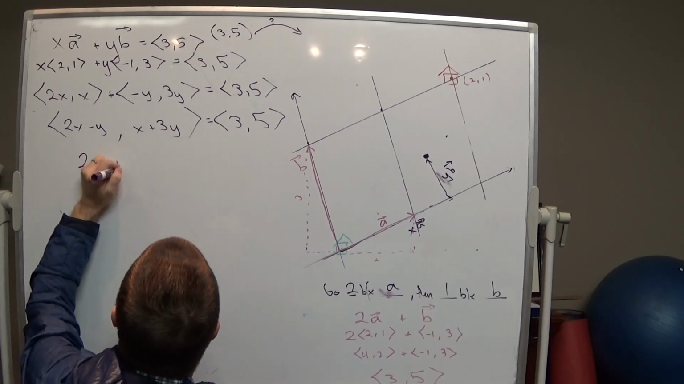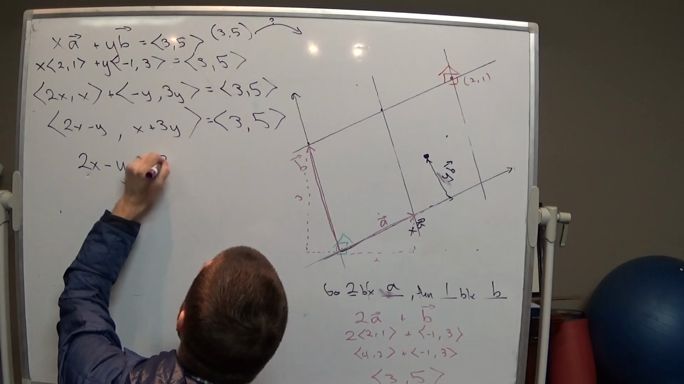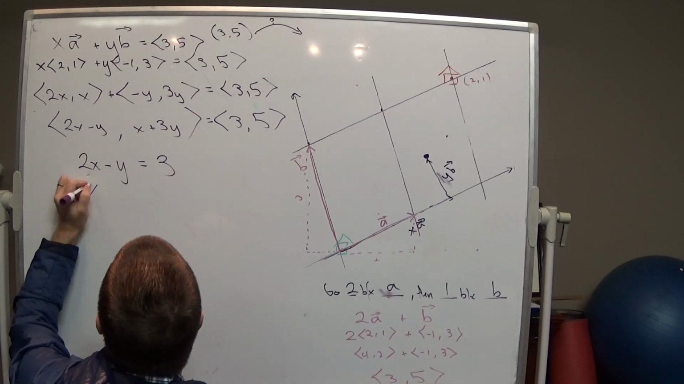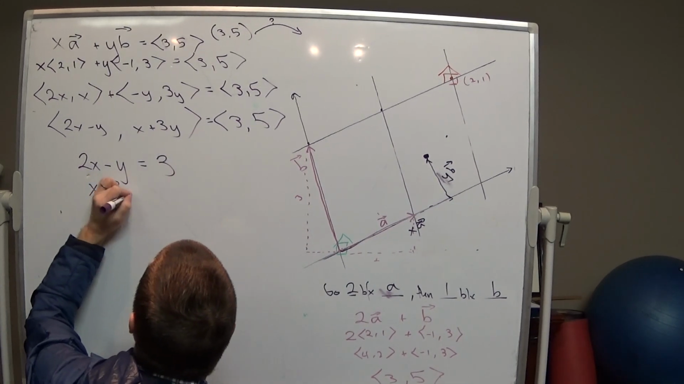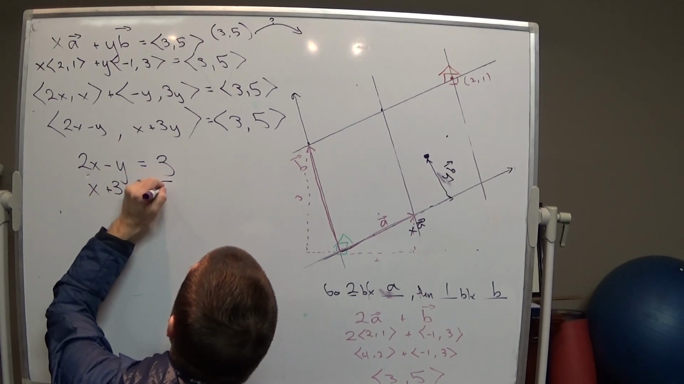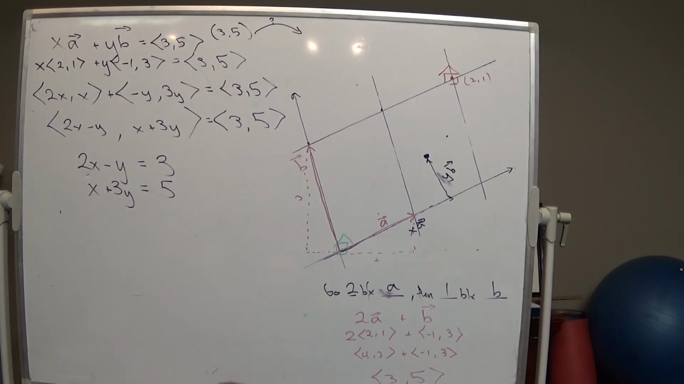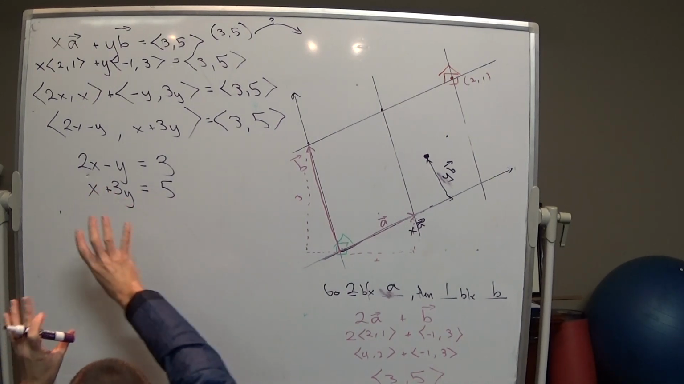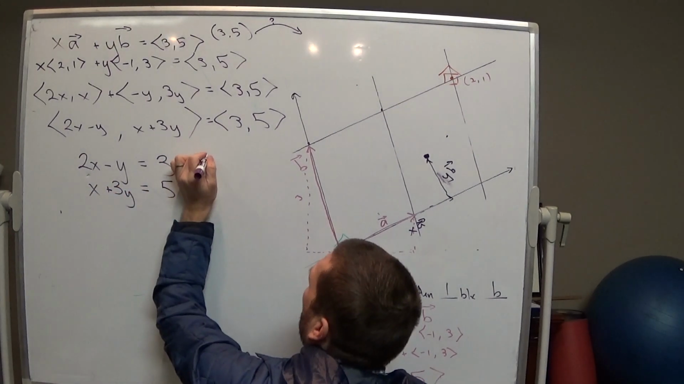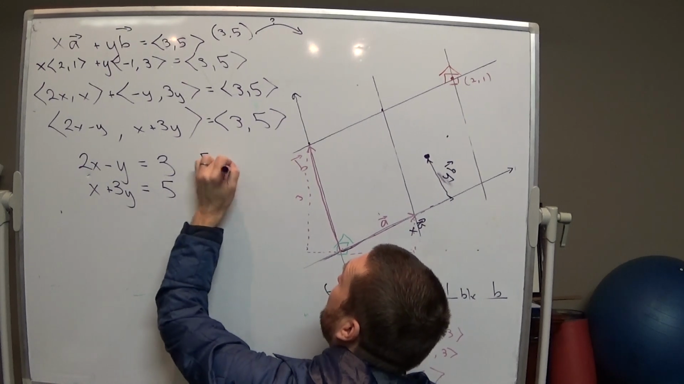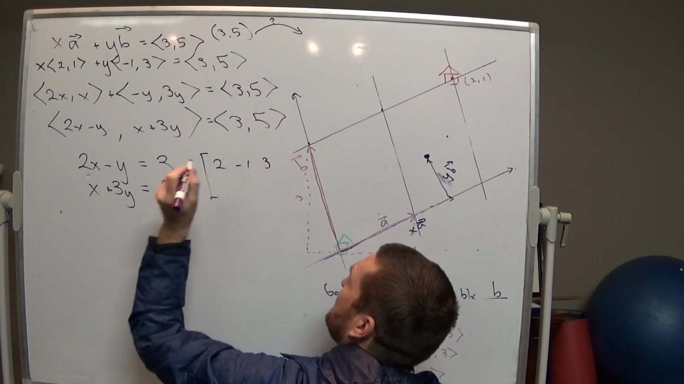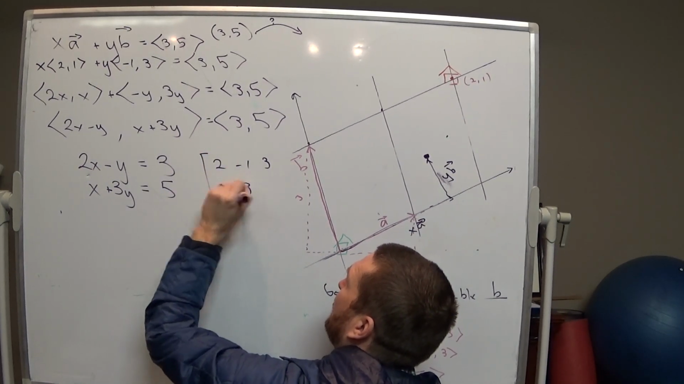You could use a matrix to solve it. We have a system of equations, and as you've seen before in our class last year, we would turn it into what's called an augmented matrix, and it would look something like this, and we would go through and solve it.